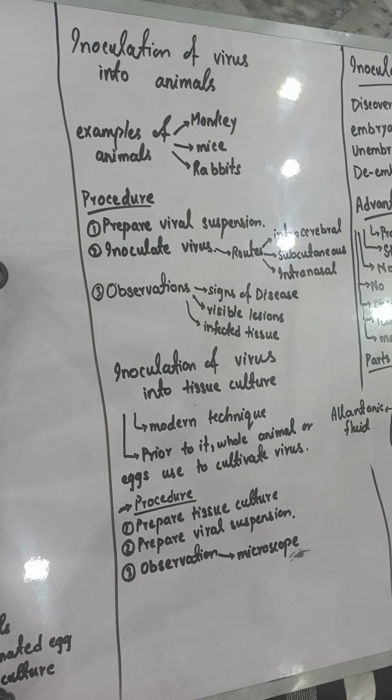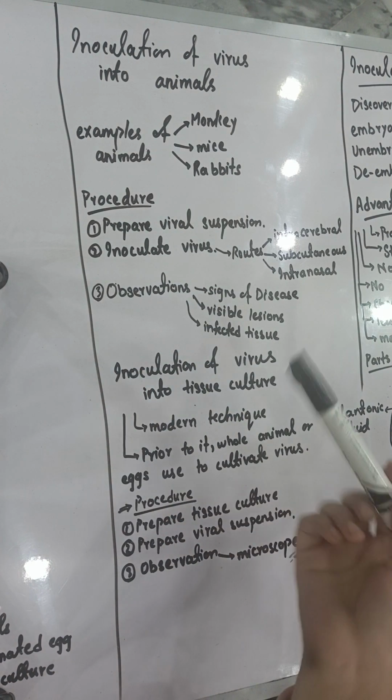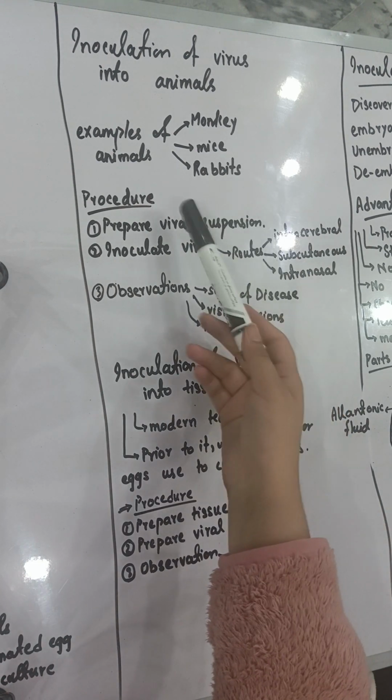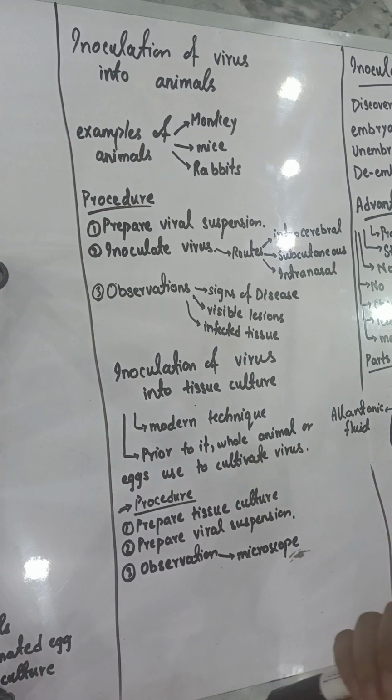So this is the first method to cultivate your virus. This method is to inoculate your virus into animals. What kind of animals are used to cultivate it? Monkeys, mice and rabbits are used for this purpose, and mostly mice are used.